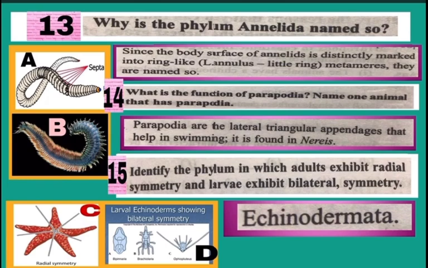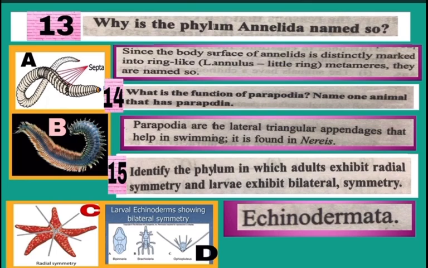Question number 14. What is the function of parapodia? Name one animal that has parapodia. See diagram B. Nereis ki picture hai. Body surface par parapodia present hai. Parapodia are the lateral triangular appendages that help in swimming. An example of this is Nereis. Nereis are having parapodia and Nereis belong to phylum Annelida.